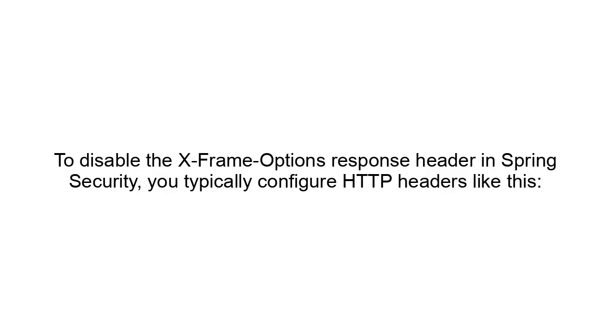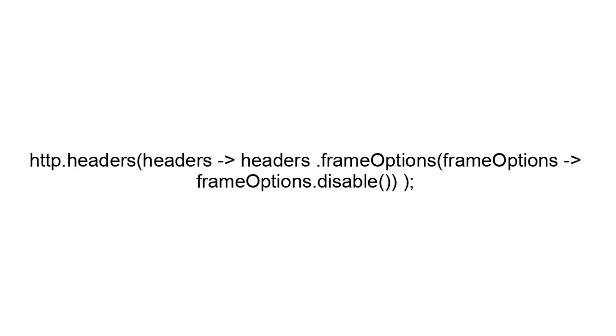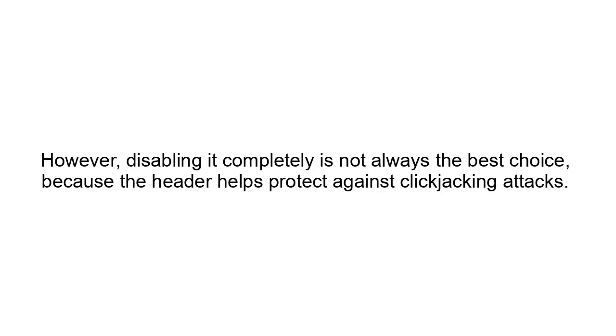Simple definition. Disable X-Frame-Options in Spring Security: the process of configuring Spring Security to stop sending the X-Frame-Options header, allowing pages to be displayed inside frames or iframes. Final summary. To disable the X-Frame-Options response header in Spring Security, you typically configure HTTP headers like this: http.headers(headers -> headers.frameOptions(frameOptions -> frameOptions.disable())). This removes the frame protection header from the response. However, disabling it completely is not always the best choice, because the header helps protect against clickjacking attacks.